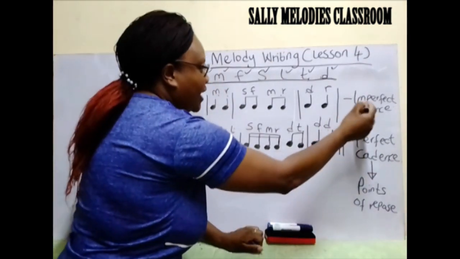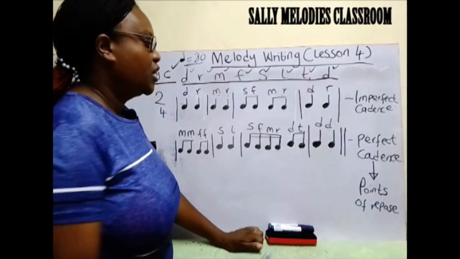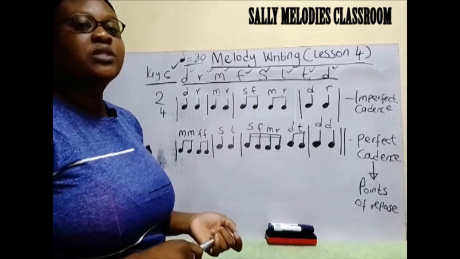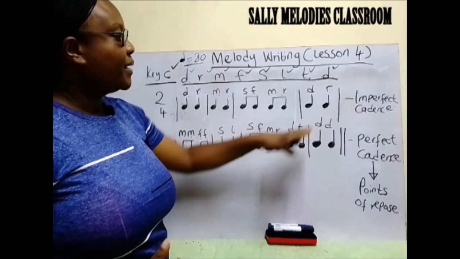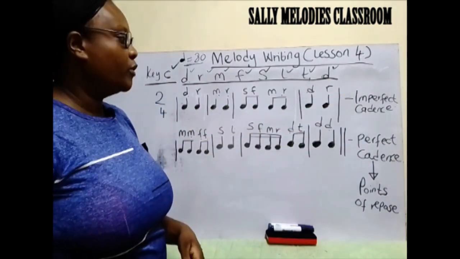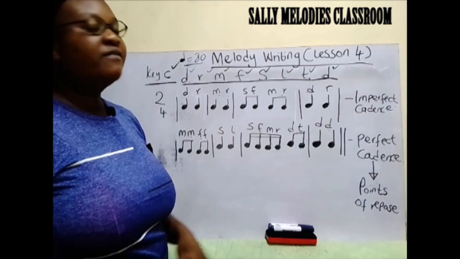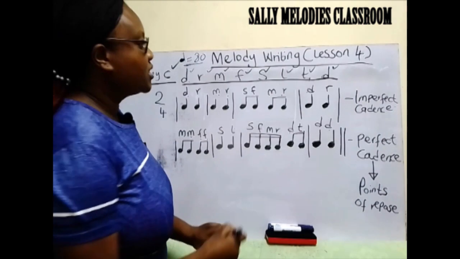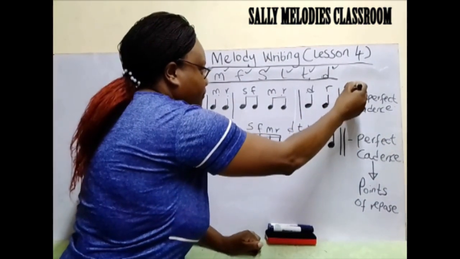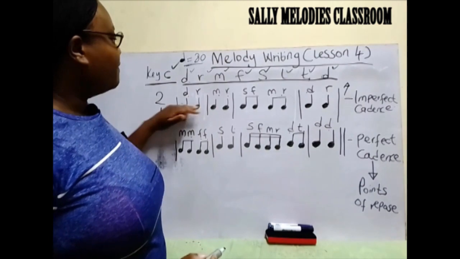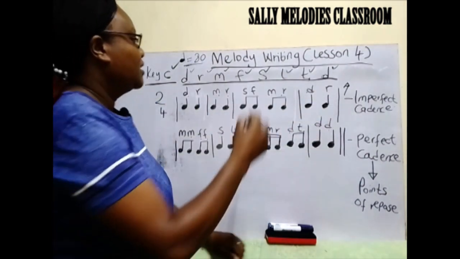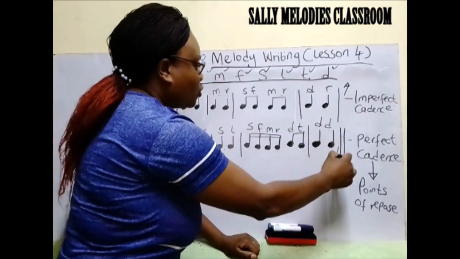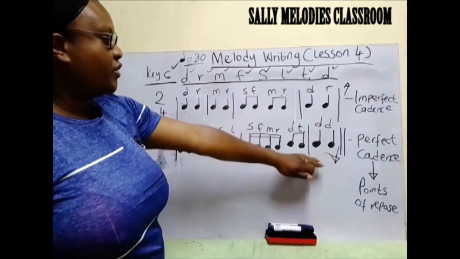If you look at here, I have written points of repose or cadence. We are going to learn about cadence in detail. But now, at this basic level, let us just know that we have imperfect cadence and we have perfect cadence. So this is a place of repose here, whereby you have 4 bars going like this. It is like you are asking a question. And then you have other bars that are coming to close the final cadence.